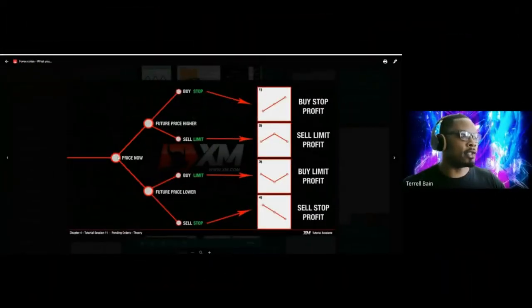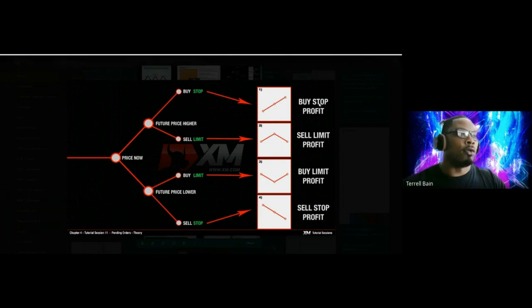The image right here, this is where price is. So future price is higher. Well, yeah, that's what I'm expecting. I'm expecting the price to go up, right? So already you can tell, with this line, just look at this point and this point, it represents number one in this square. And it's a buy stop order, okay?